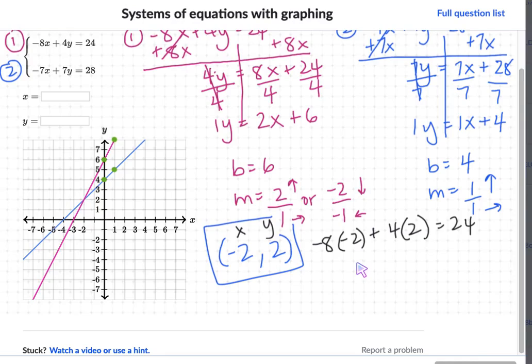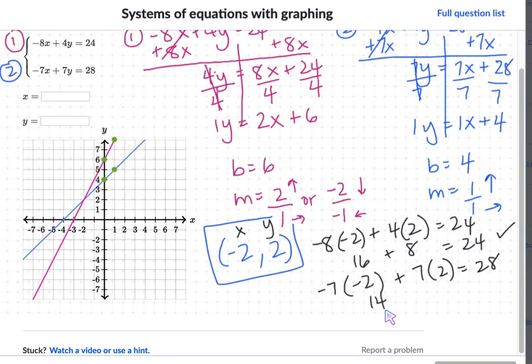So -8 times -2 is 16 plus 8. Does that equal to 24? Yes, it does. 16 plus 8 is 24. So the first one works. Let's try the second one. -7 times x, our x is -2, plus 7 times y, y is 2, should equal to 28. -7 times -2 is +14. 14 plus 14 does equal to 28. So when I put in this answer, -2, 2, I'm pretty positive it's going to work.